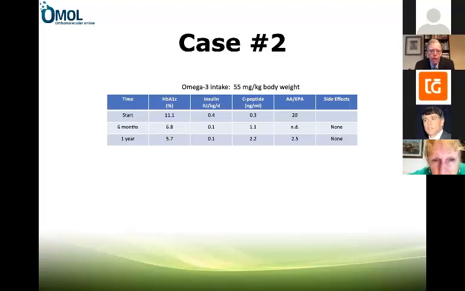Again, after 6 months of taking about 55 milligrams per kilogram body weight, this young man, the amount of insulin he was taking was reduced by 75%.